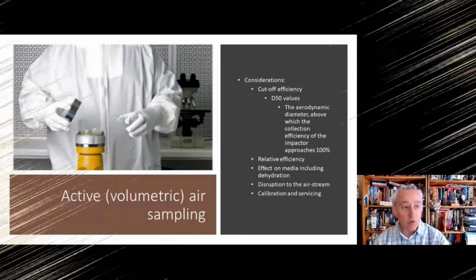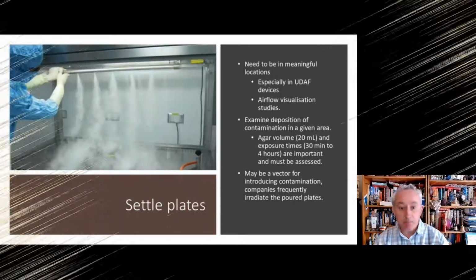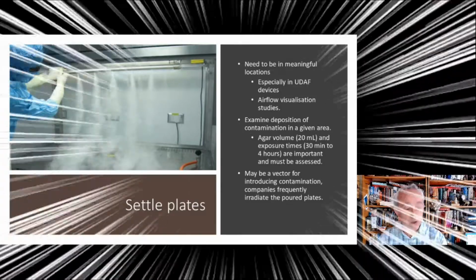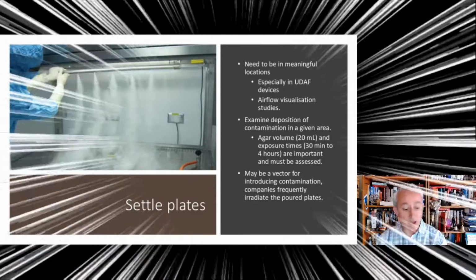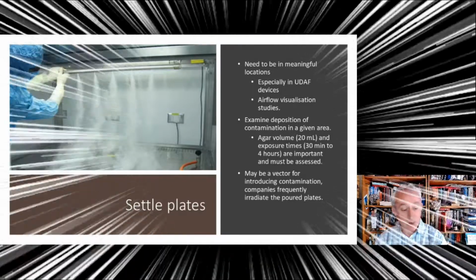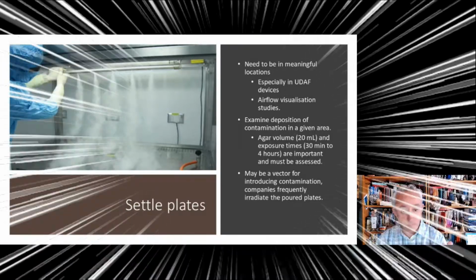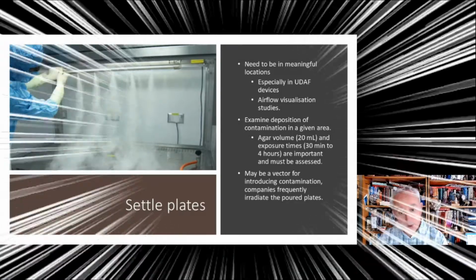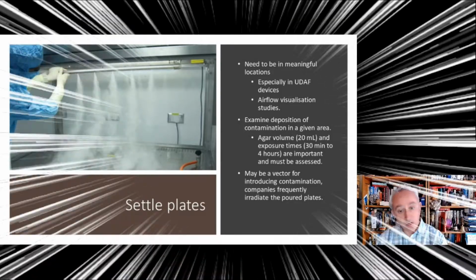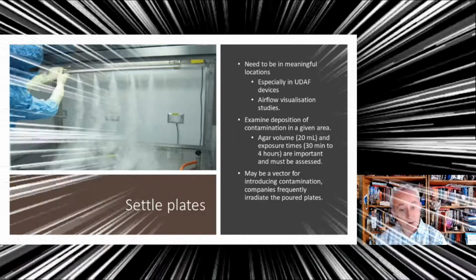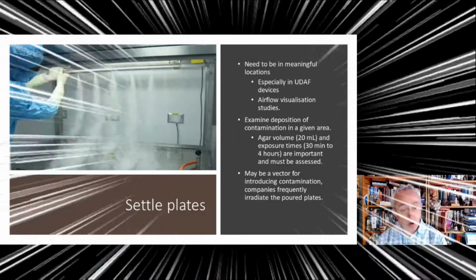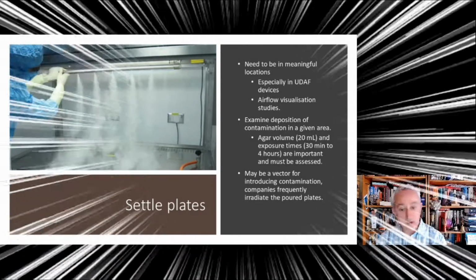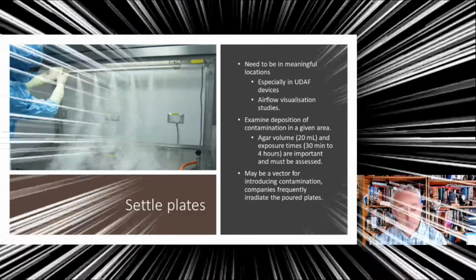Okay, let's move on to settle plates. With settle plates, these are very good at collecting organisms that will come out of the air when air slows down, hits a surface, or through gravitational displacement. But they're only useful if they're put in meaningful locations. So within unidirectional airflow devices, we can find more meaningful locations through air visualization studies.